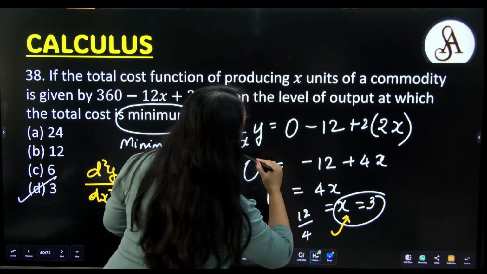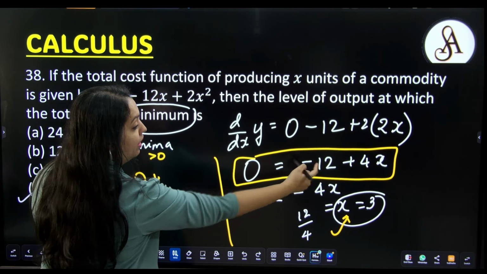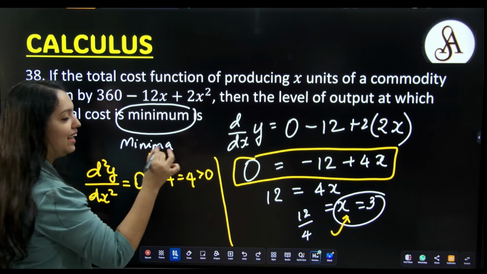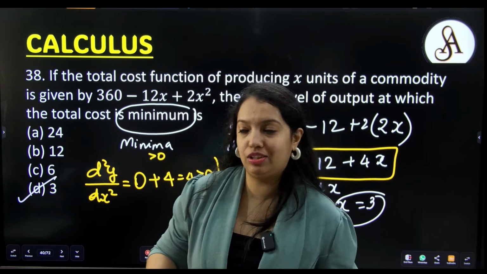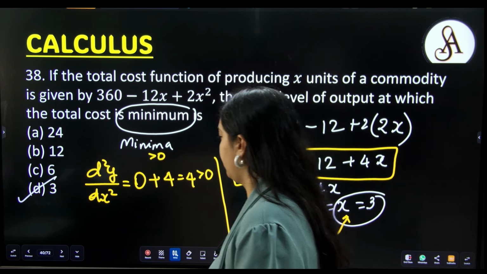What is the derivative of this part? Derivative of minus 12 is 0. Derivative of 4x is equal to 4. I am getting the value as 4, which is greater than 0. So the minimum value that I found, x value as 3, that value is correct. Next.